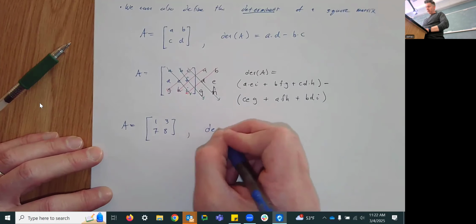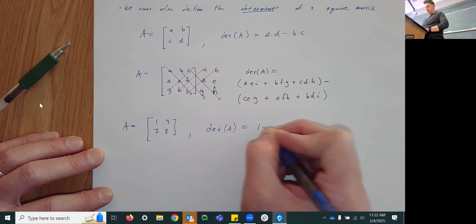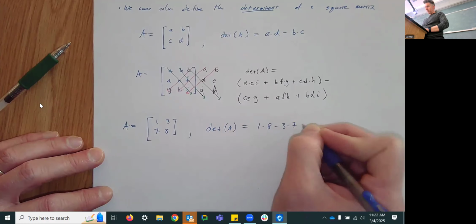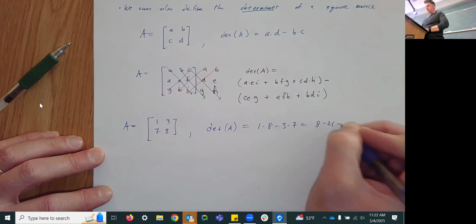Okay, determinant of A here would be 1 times 8 minus 3 times 7, which is 8 minus 21, which is negative 13.